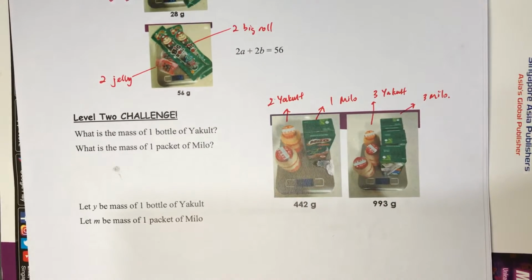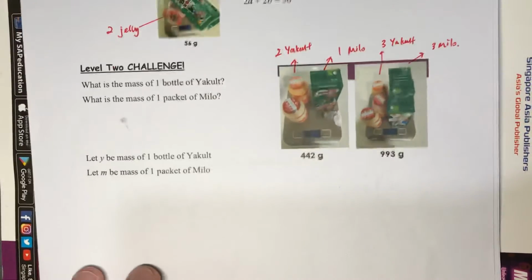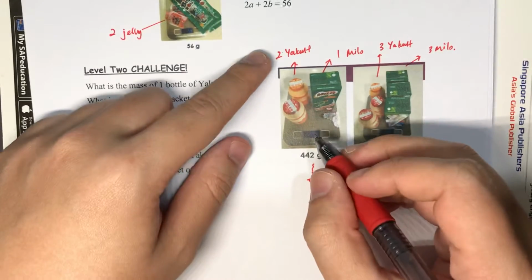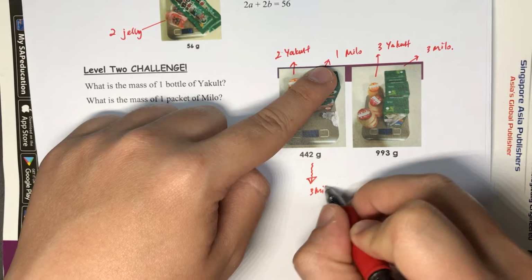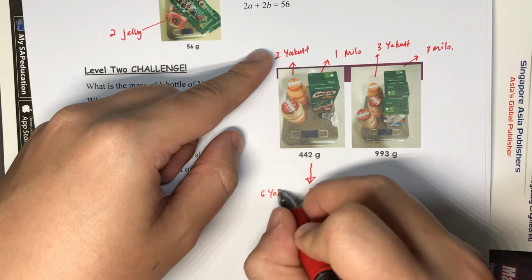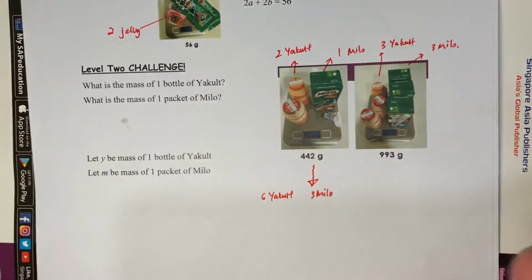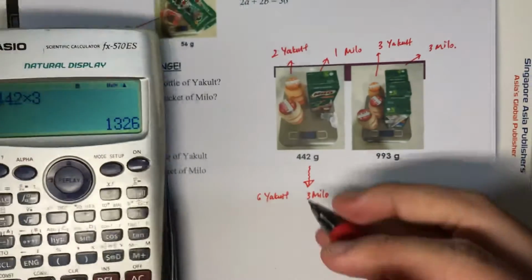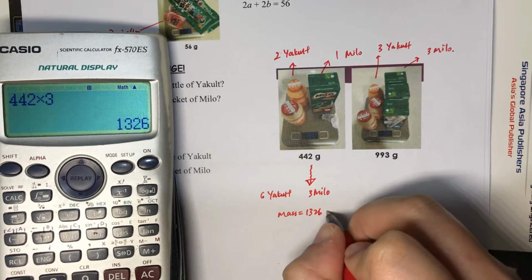Okay, so for example, we can make the 1 Milo become 3 Milo. So what we can do is transform this. Now if we times 3 to match the Milo, so we have 3 Milo, and this one we times 3, we have 6 Yakult. 6 Yakult, and the mass also will need to times 3. So what we have is our 442 times 3, so 1326. So the mass is equal to 1326 gram.